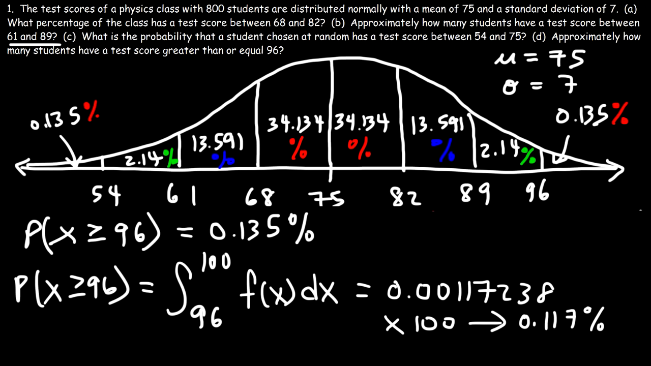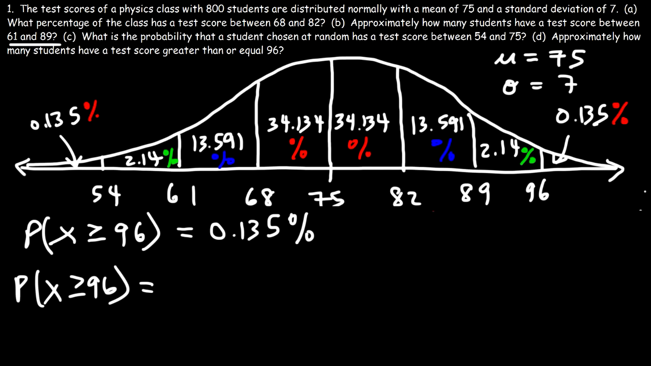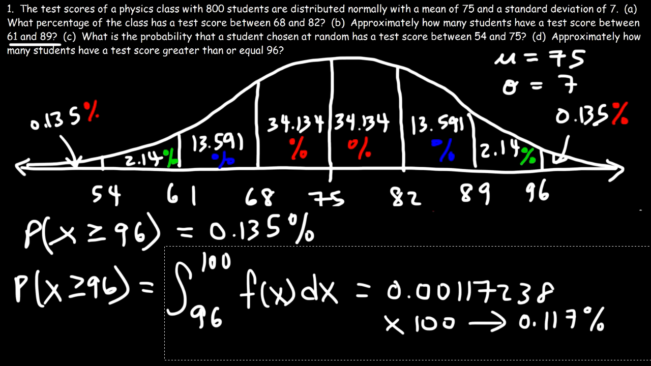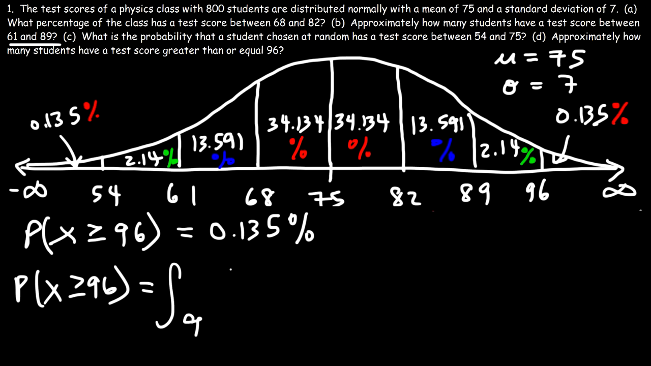So what you need to keep in mind is that this goes to infinity, and the left side goes to negative infinity. So you have to integrate it from 96 to infinity. Now, this is going to be a problem because, for the most part, we can't plug in infinity into a calculator. So we can approximate the answer by picking a number that's... We need to pick a number that is very high that can represent infinity.